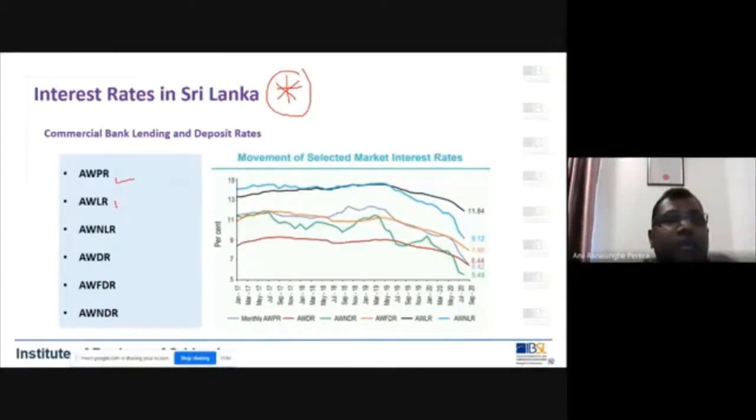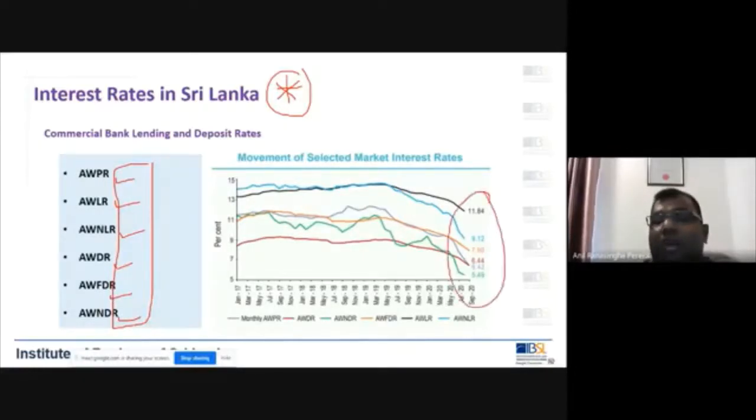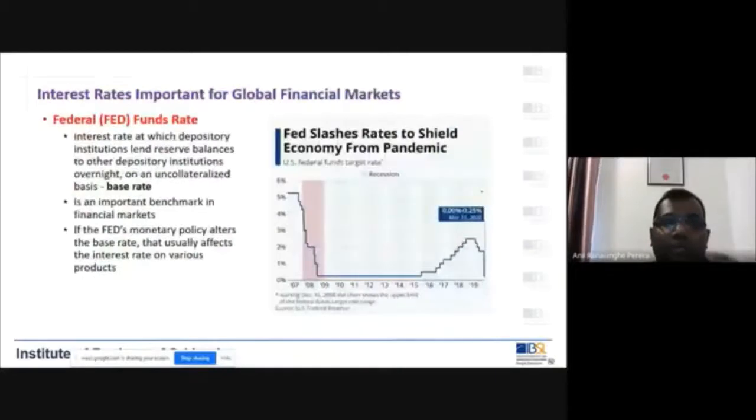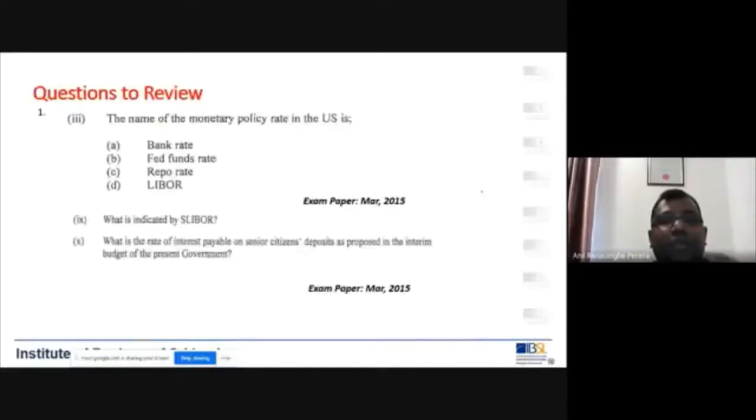What is AWPR, AWLR, NLR, DR, FDR, NDR. There are various definitions given in the central bank annual report. This chart you can find in the annual report. This is an exercise for you to remember these clearly, because these rates are important generally, not only in the exam, but in your day-to-day life also. Some of these rates are really important if you are a member of the financial sector and acting in the financial market.